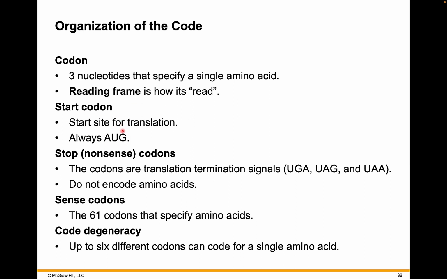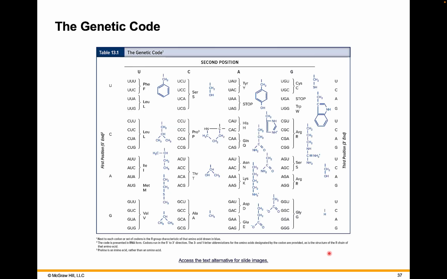The start site is always AUG, and the stop codons, which are called the nonsense codons, are 3 of them: UGA, UAG, and UAA. They do not encode any amino acids. So there is no tRNA corresponding to these, or there is no anticodon against these codons. So there are basically 64 possible codons, and 61 codons specify amino acids, including AUG, and these three of them are the nonsense or the stop codons. On the other hand, up to 6 different codons can code a single amino acid.